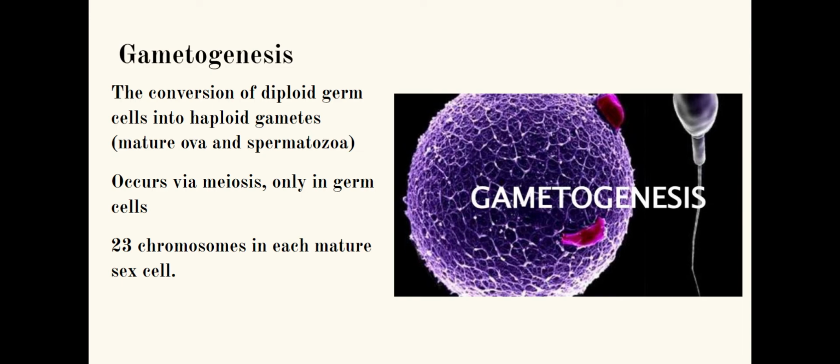This occurs via meiosis and only in germ cells. The result should be, we hope, if it's a euploid sex cell, 23 chromosomes.